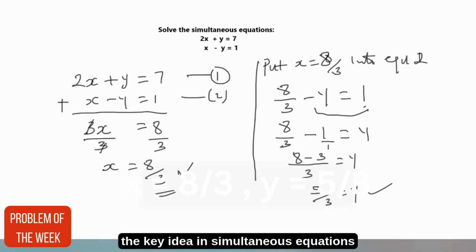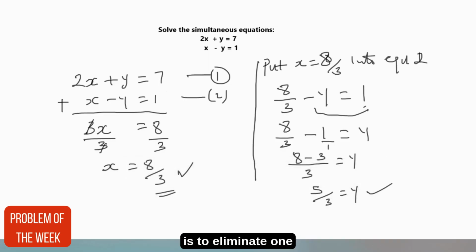The key idea in simultaneous equations is to eliminate one variable, then substitute to find the other.